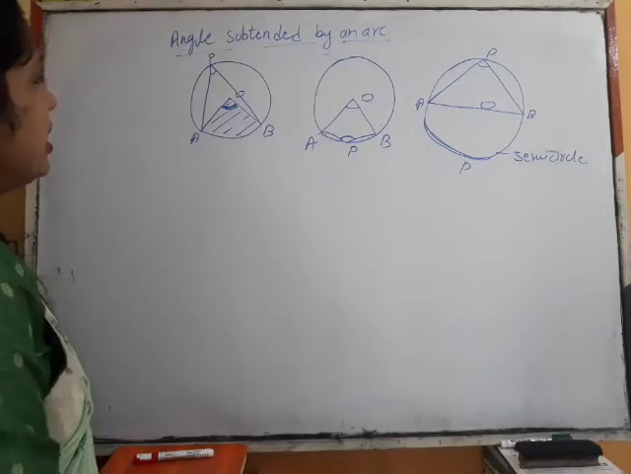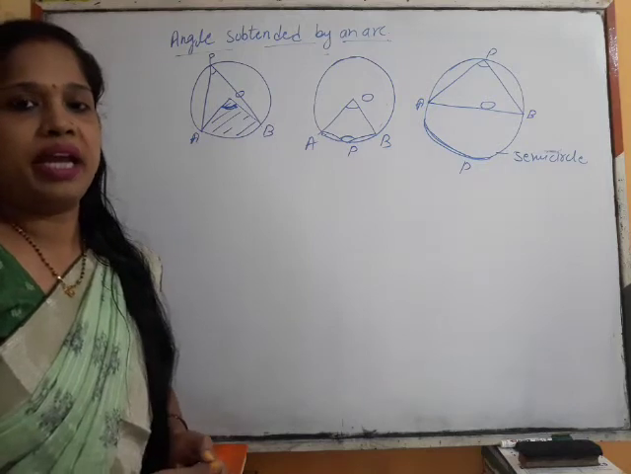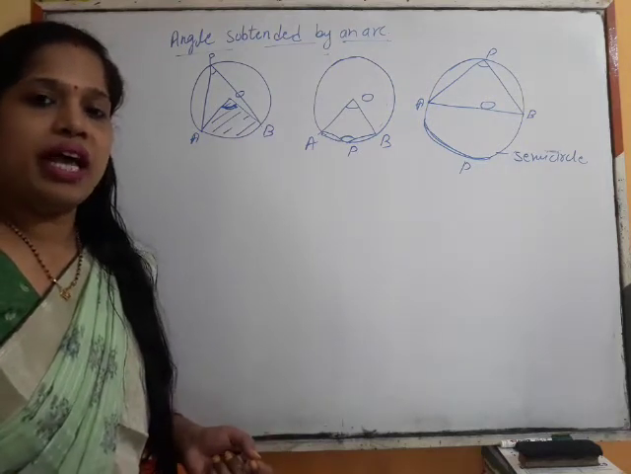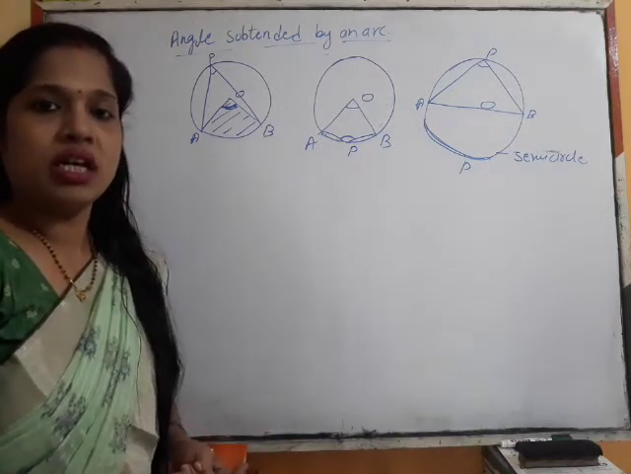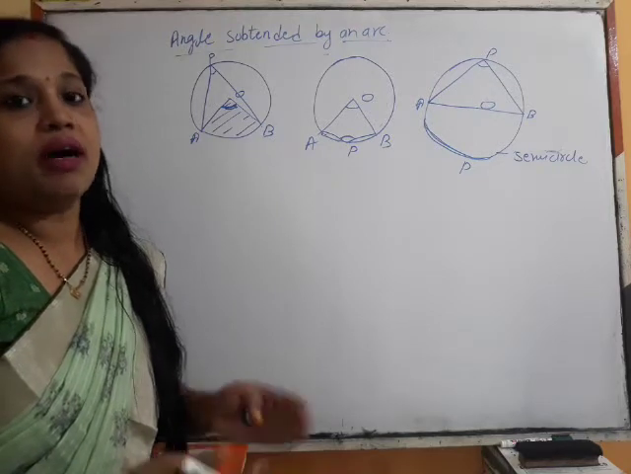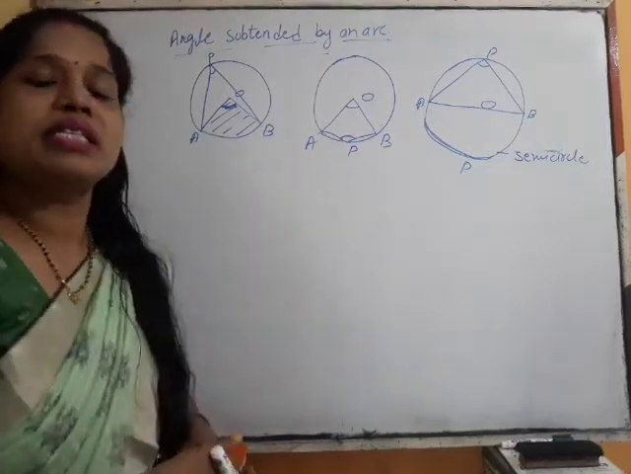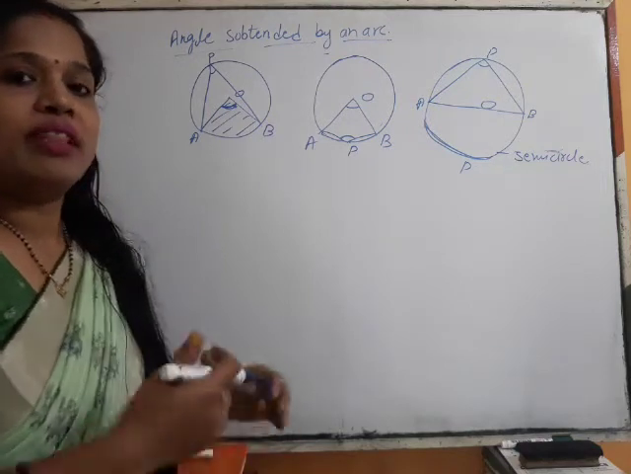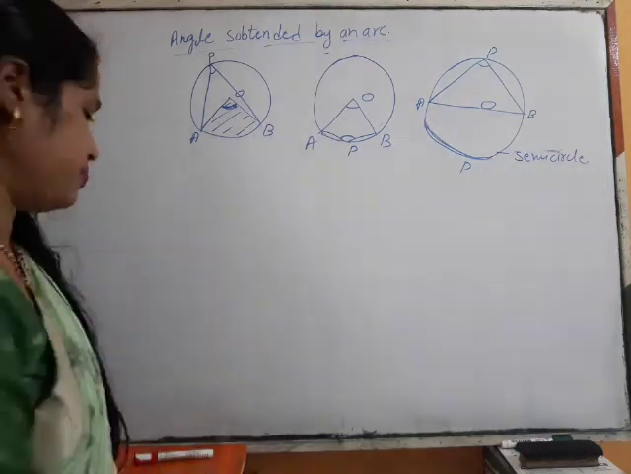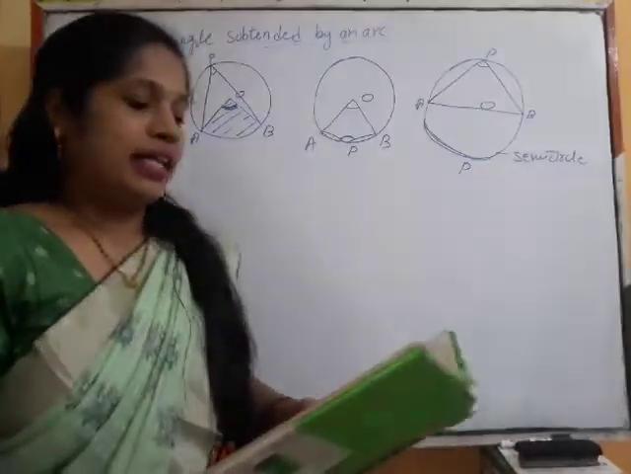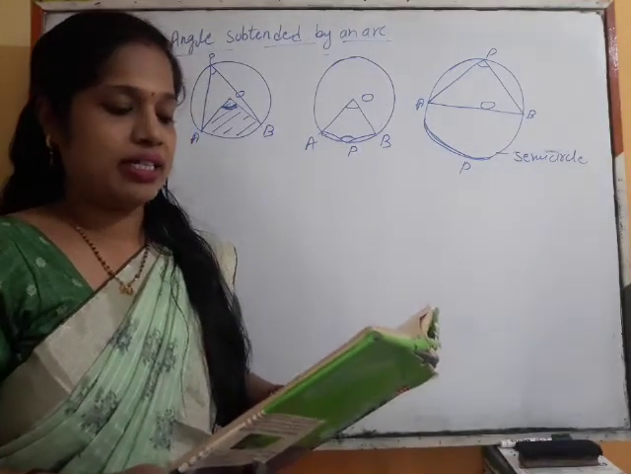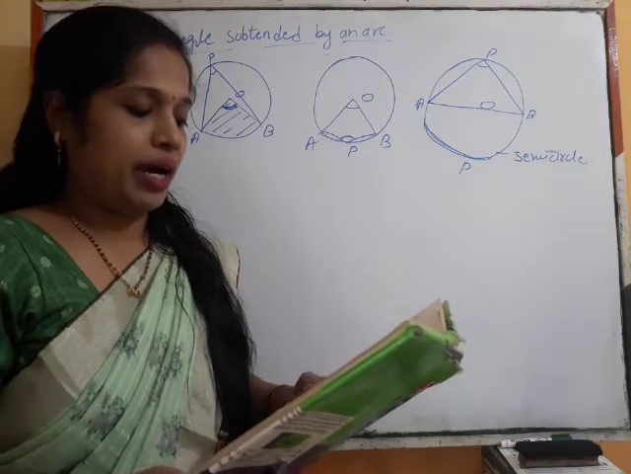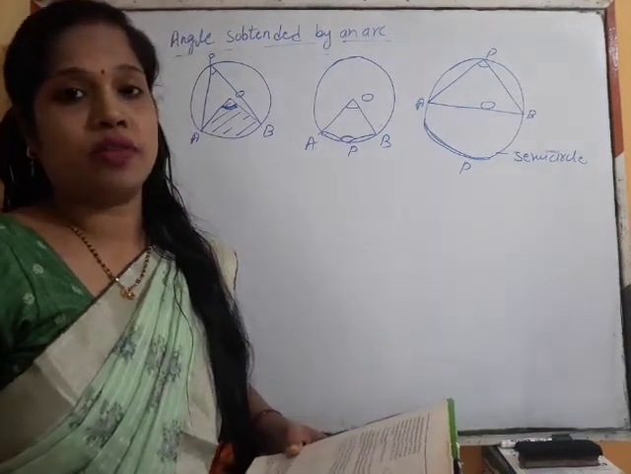So as we can see here, there are three cases of how the arc is subtending an angle at the center as well as at a point on the remaining part of the circle. That point can be on the major sector, on the minor sector, or on the semicircle also. So this gives us our next theorem, Theorem 10.8. The theorem says the angle subtended by an arc at the center is double the angle subtended by it at any point on the remaining part of the circle.